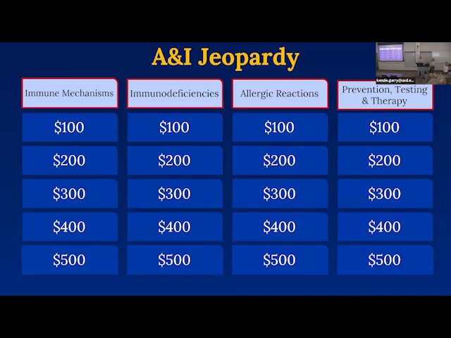Okay, this is a tiebreaker for the top two teams, and then we'll be done. Although you can come from behind. What's up for 200, prevention testing? We can go for that.